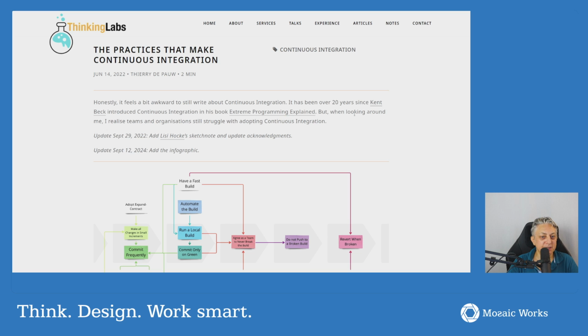Now, continuous integration is one or two steps removed from continuous delivery, which is a different thing, and continuous deployment. So we don't want to confuse these three concepts, because they are three very different things.